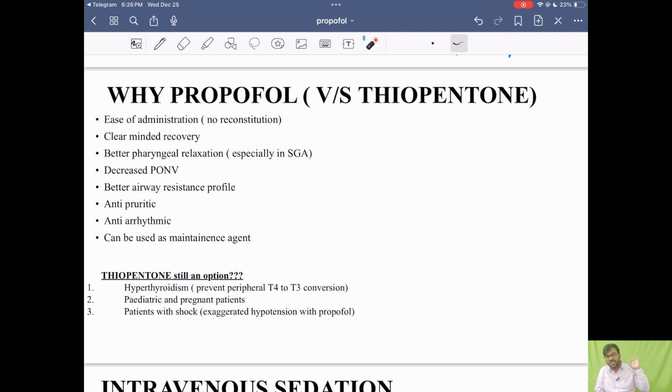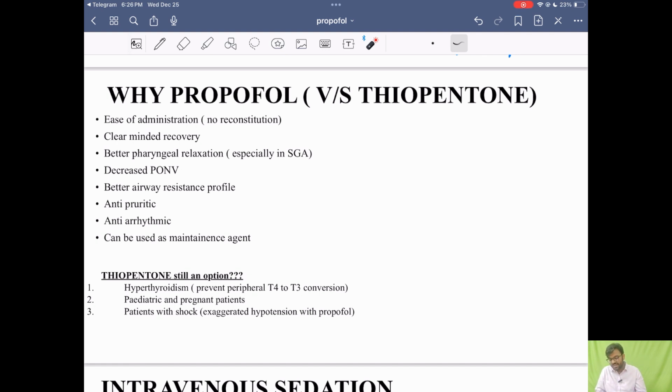Propofol causes a massive reduction in systemic vascular resistance and cardiac output. This is not good if a patient is shocked. Both propofol and thiopentone are relatively contraindicated, but if you have to choose between the two, propofol is the worse one. You don't want to give it in shock.